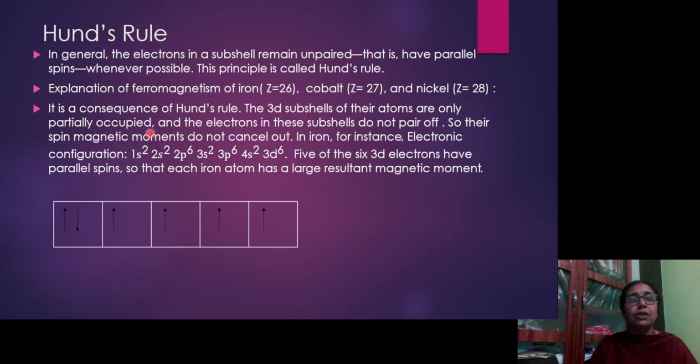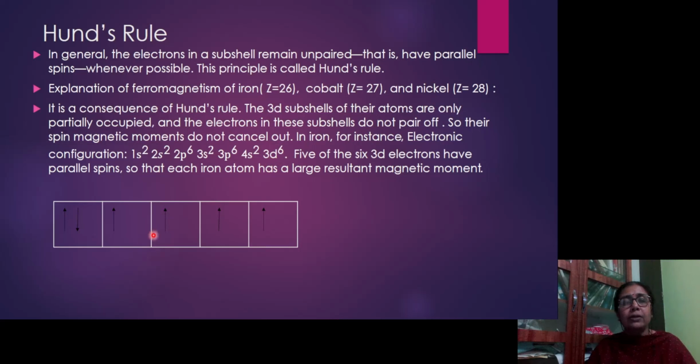only partially occupied, and the electrons in these subshells do not pair off. So their spin magnetic moments do not cancel out. In iron, for instance, the electronic configuration is 1s2, 2s2, 2p6, 3s2, 3p6, 4s2, 3d6. So we can observe that there are 6 electrons in the outermost, that is the 3d subshell.